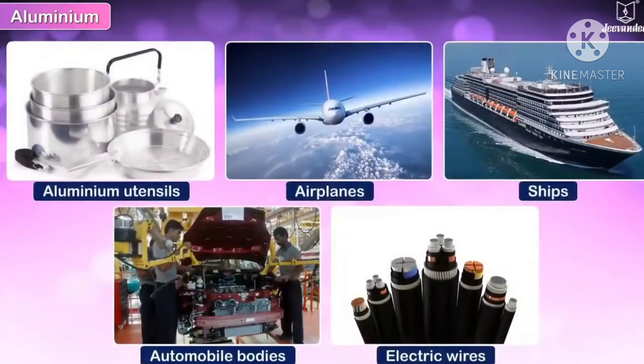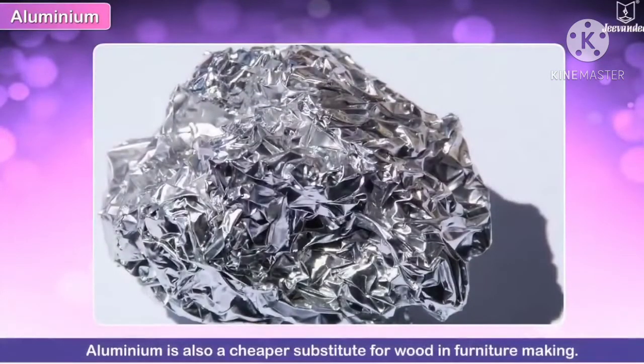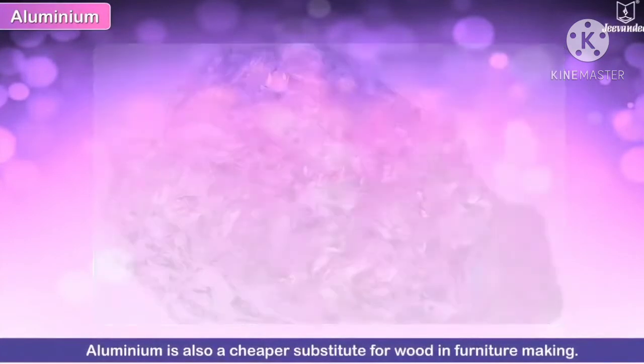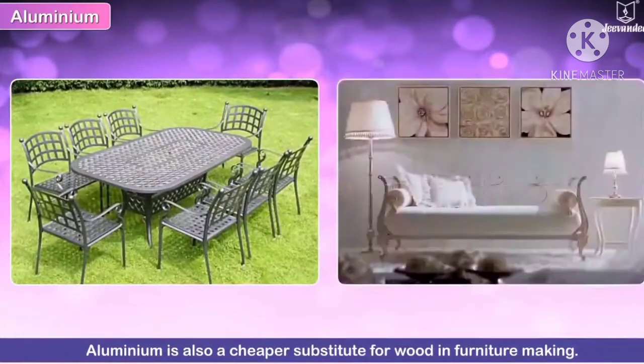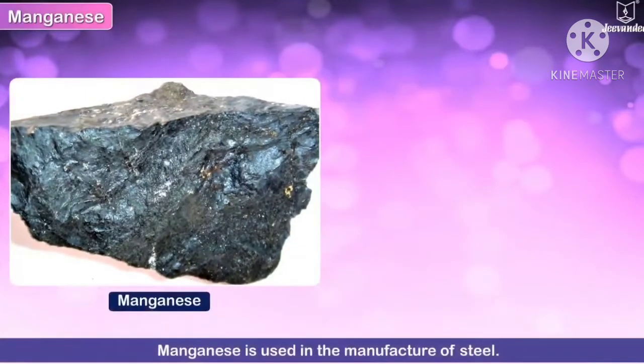Aluminium. Have you seen aluminium foil before? Okay, so aluminium is used for utensils, airplanes, ships, automobile bodies, and electric wires. So all the airplanes, you know, they are built with aluminium. Aluminium is also a cheaper substitute for wood in furniture making. Okay, can you see the furniture that are made with aluminium?